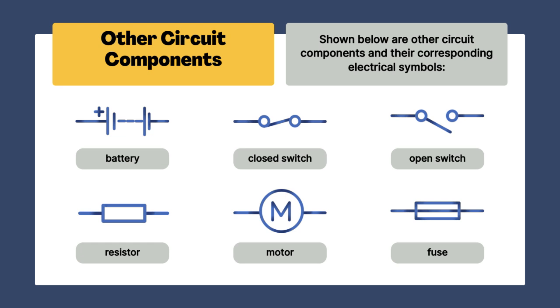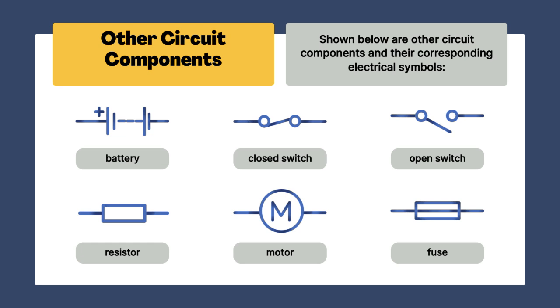We also see the open switch, which is a switch that is not completing the circuit, so current can't flow through it. Conversely, the closed switch is one that allows current to pass, completing the circuit. Finally, we have the battery, which provides the electrical energy needed to power the circuit.